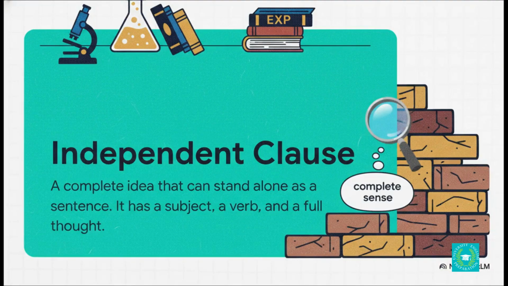First up, we've got the independent clause. I want you to picture this as a solid, sturdy wall. It's a complete structure all by itself. It's got a subject, a verb, and it expresses a whole thought, like, the researcher conducted the experiment. Boom, it can stand alone, makes perfect sense, it's strong.